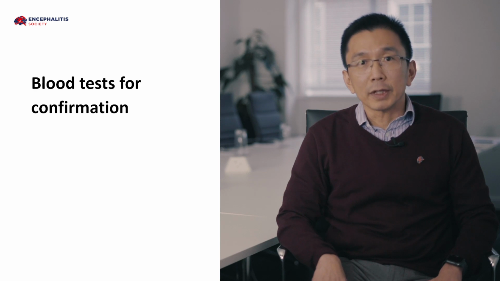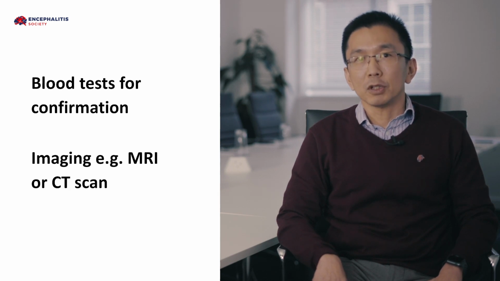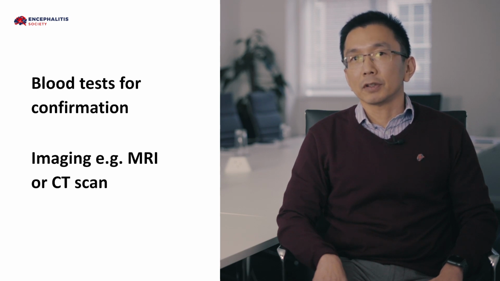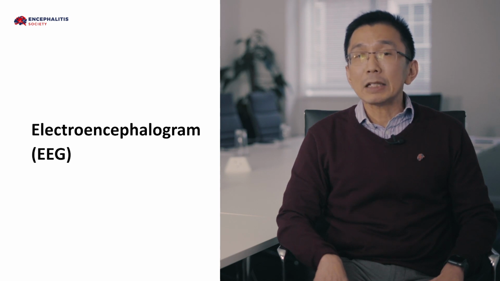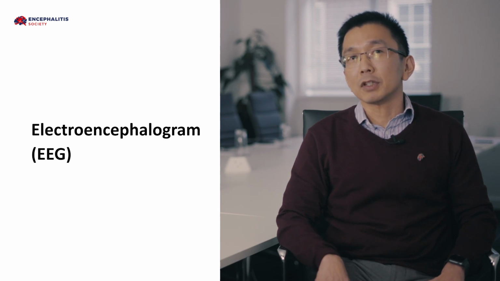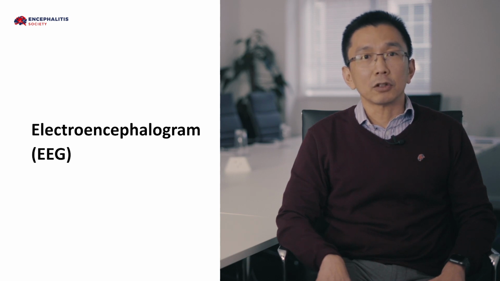Sometimes blood tests are also done to confirm some of the infectious and immune causes. Occasionally, and more and more so these days, imaging has been used more often. So children would undergo a brain scan called an MRI or a CT to determine the cause of infection and inflammation. On occasions, to detect inflammation in the brain, an EEG is performed. This is an electroencephalogram, whereby the electrical activity of the brain is measured. And this can give us clues as to how the brain is functioning, but also clues as to whether there is infection or inflammation.